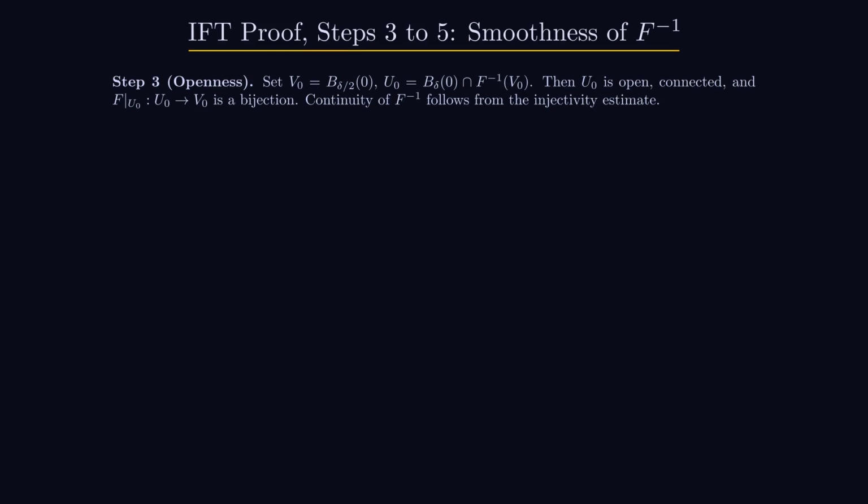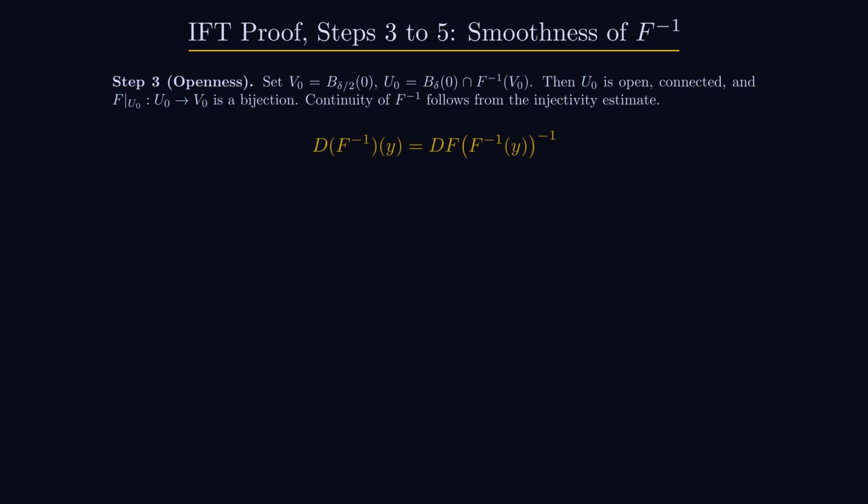Fix y in v0 and let x equal f inverse of y and L equal df of x. For y prime near y, set x prime equal to f inverse of y prime. The difference quotient for f inverse can be bounded using the injectivity estimate, which shows the ratio of the norm of x prime minus x to the norm of y prime minus y is bounded above.